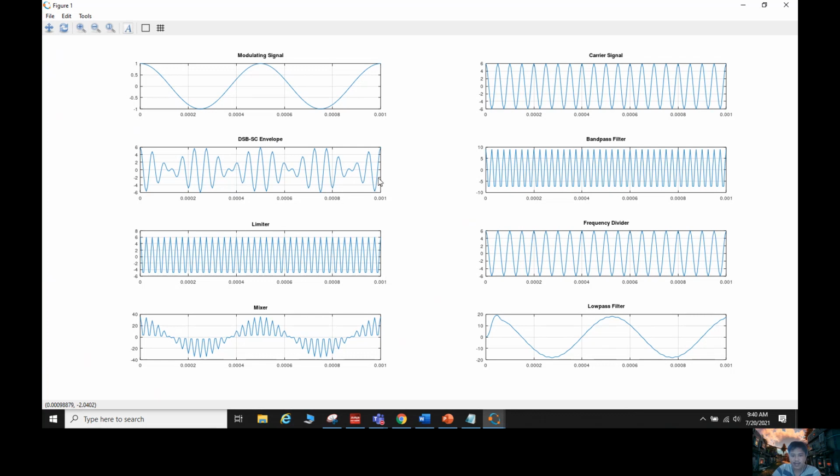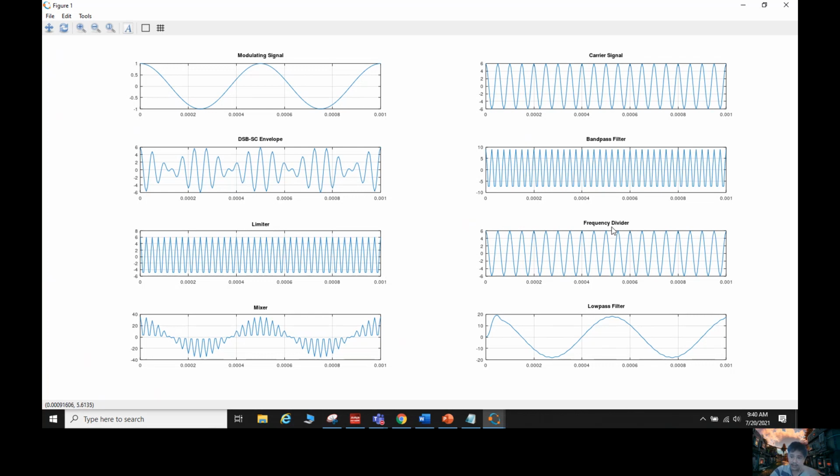We will be demodulating it by this set of signals. First is the bandpass filter. This is what it looks like. This process screens out frequencies that are too low or too high. Then after that, we have the limiter. This limits the signal within allowable threshold values. This is the purpose of the limiter.